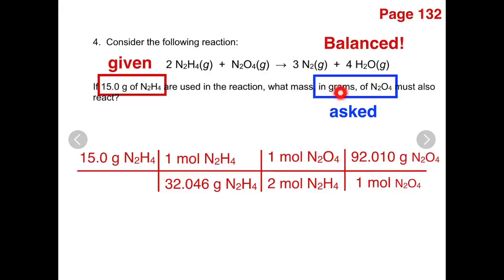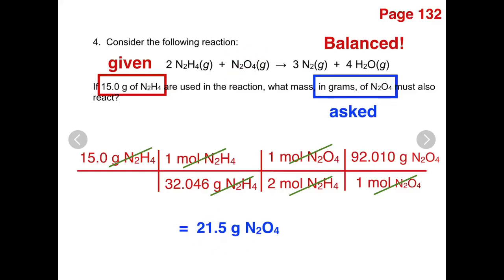Because it's asking you for grams, we're going to go one more step further, which is converting moles of dinitrogen tetraoxide into grams of dinitrogen tetraoxide, by using its molar mass, adding all of this up together, looking at the periodic table. Once you do that, you will see that all the units cancel each other out, and your answer should come out equal to 21.5 grams of dinitrogen tetraoxide. This indicates that if you want these two to react completely, if you have 15 grams of dinitrogen tetrahydride, it's going to require 21.5 grams of dinitrogen tetraoxide. That's what it tells us.